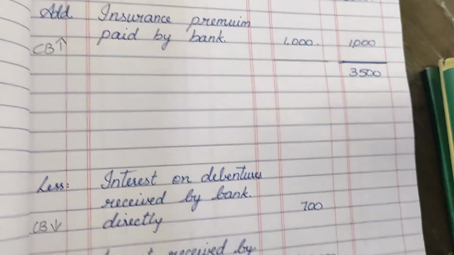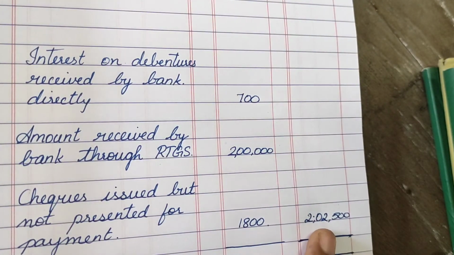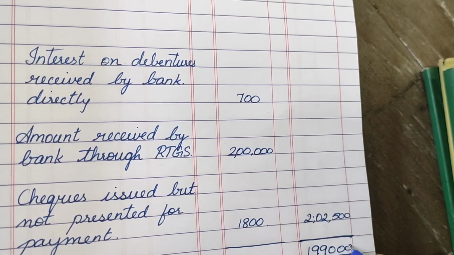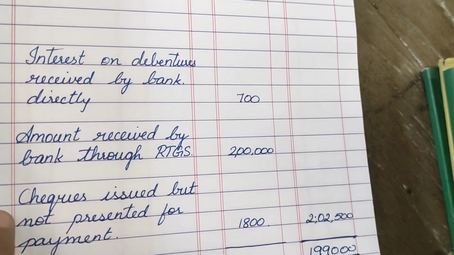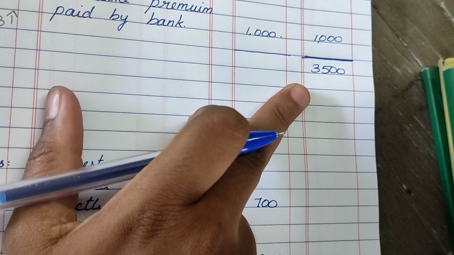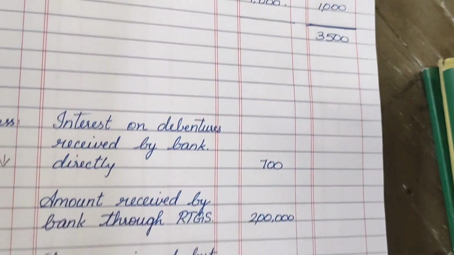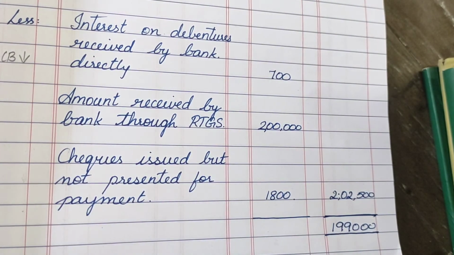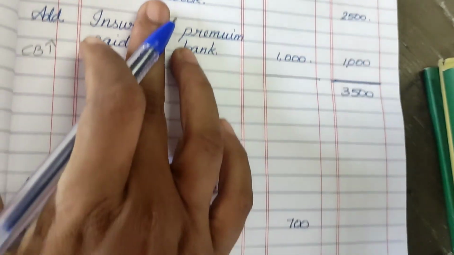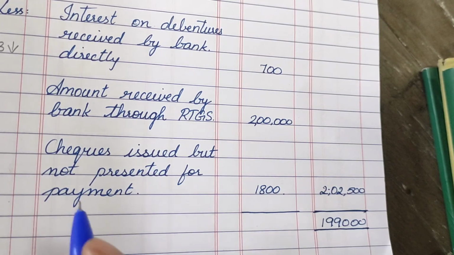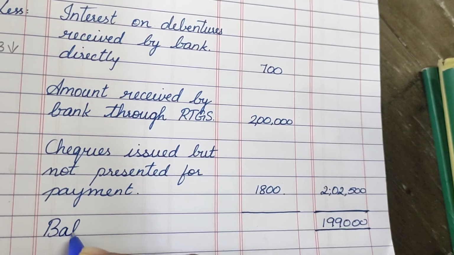So now this 3500 less 2,02,500. So when you subtract it, you get 1,99,000. But this subtraction is not possible. Why? Because we cannot take 2,02,500 from 3,500 which is given. So what we do is we flip it over and we cancel it. So the value which we get is a negative balance. So when we have an overdraft balance and we get a negative balance as an answer, then the answer becomes balance as per bank statement.